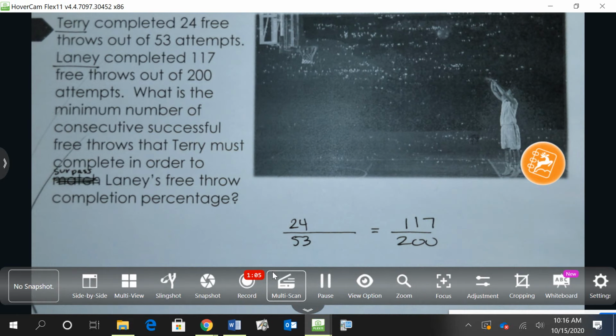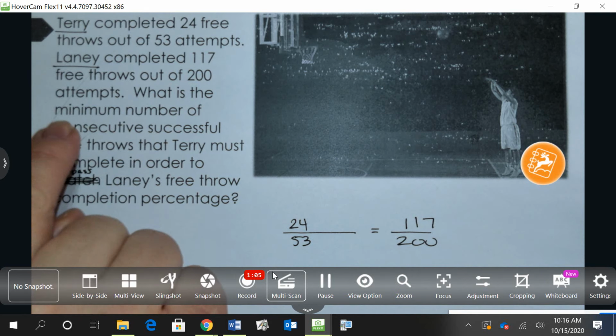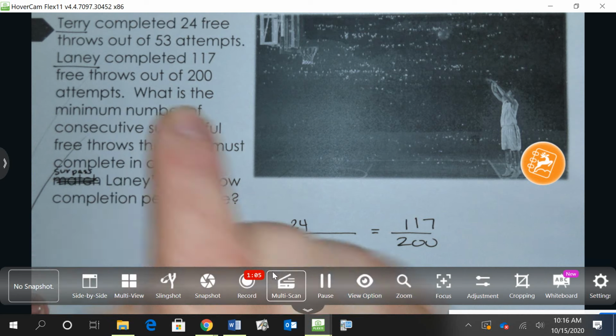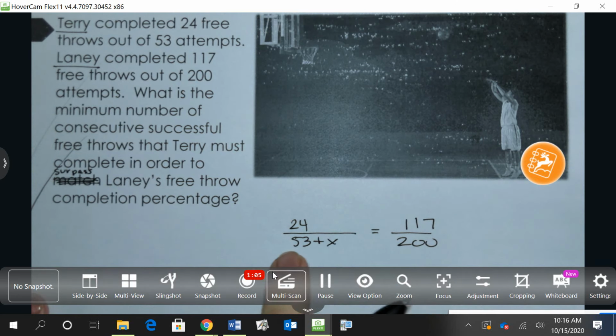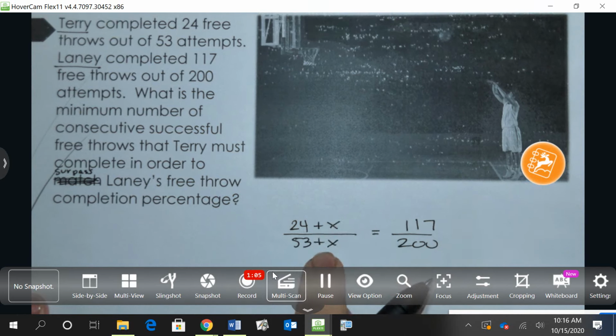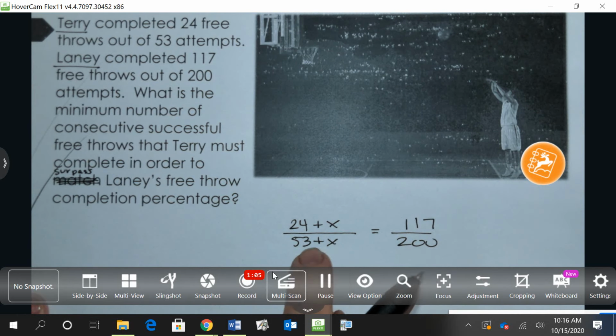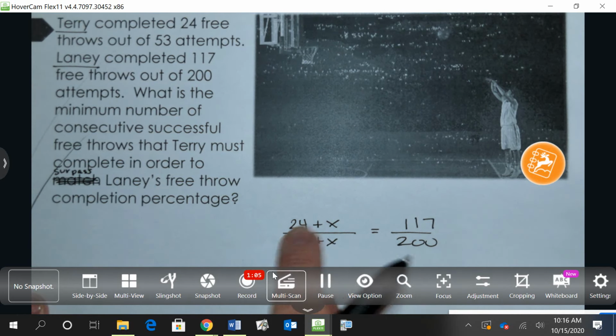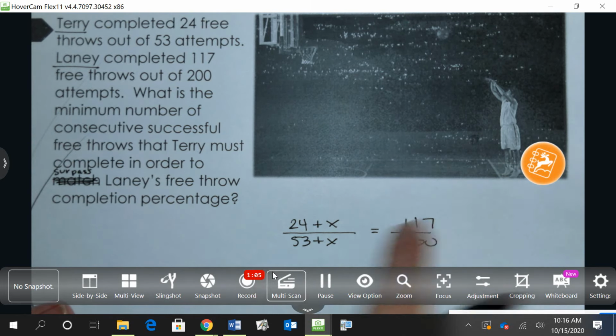Now, there may be people that are like, oh, that's not realistic. Well, within the context of this problem, we're just going to follow that. What is the smallest number that he must shoot in a row and make? So for every one he shoots, this is your attempts, for every shot he attempts, we assume he makes it. And we want to know, first of all, when would they be equal?